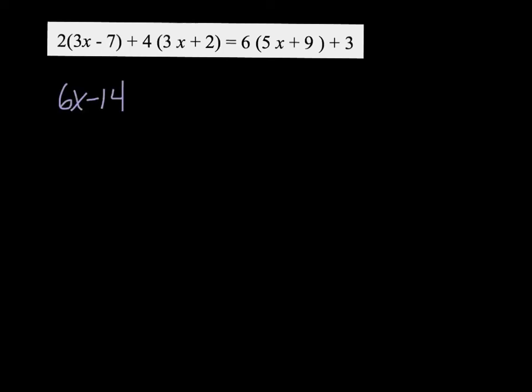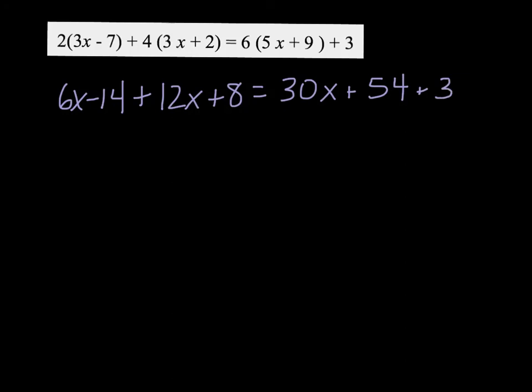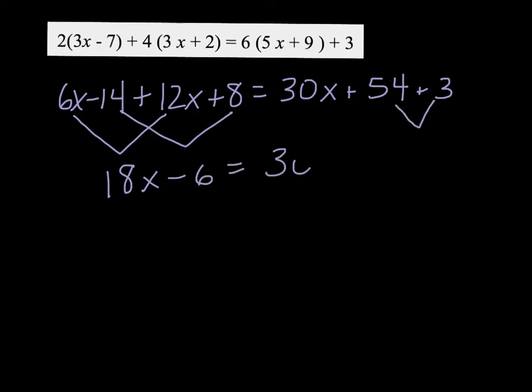6x minus 14 plus 4 times 3x is 12x plus 8. And that equals 30x plus 54. That got a little messy there. Let's fix that. Well, I erased a little more than I had to. Alright, 30x plus 54 plus 3. So this side ends up, when you combine like terms, being 18x minus 6. And here we have 30x plus 54.